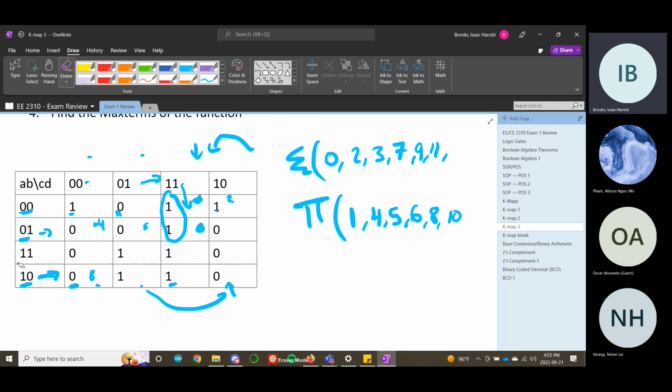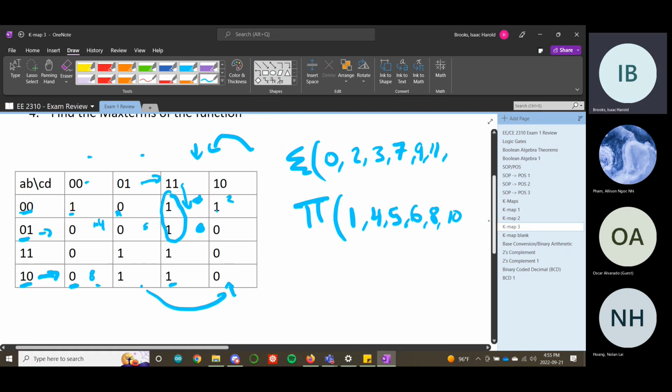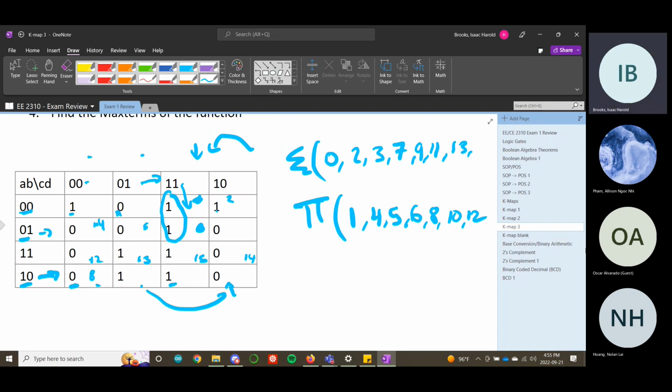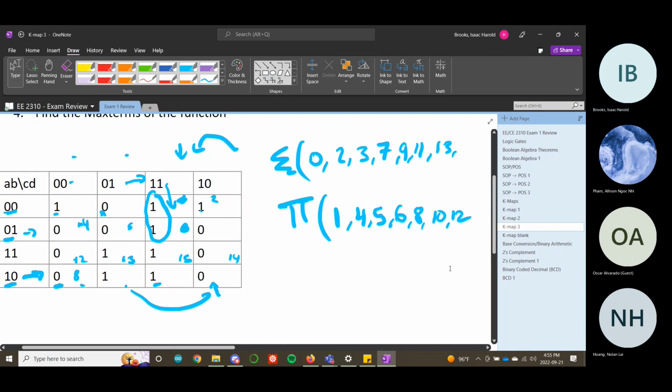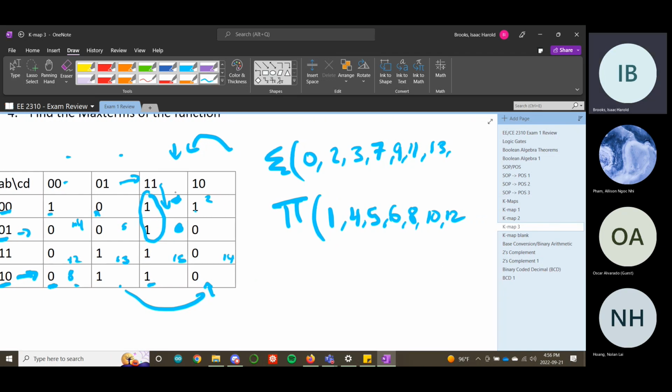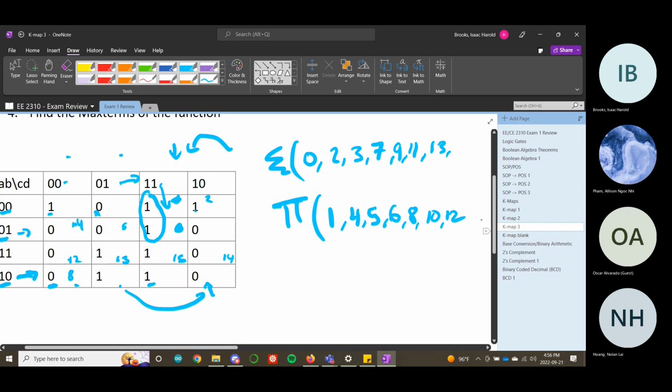And then finally, we do this third row, 0. That means it's a max term. So this is 12, 13, 14, and 15. Okay, so 12 is a max term. 13 is a minterm. 14 is a max term, and 15 is a minterm. So does it make sense? Does everyone understand that we're looking for wherever there's a 1?